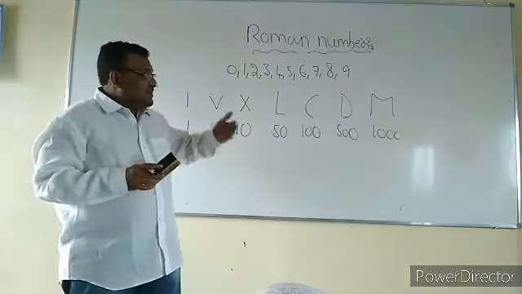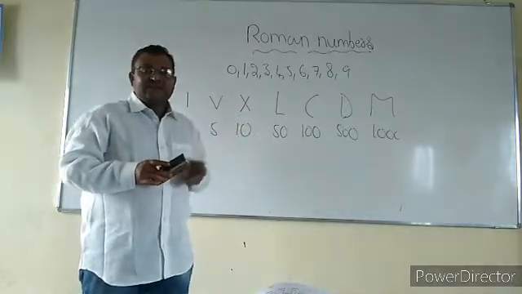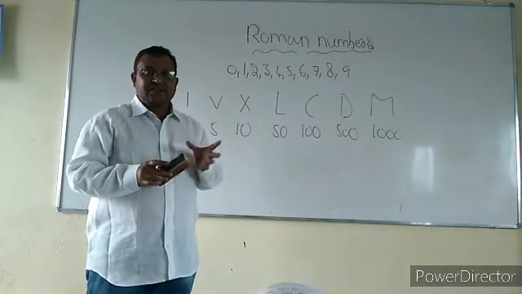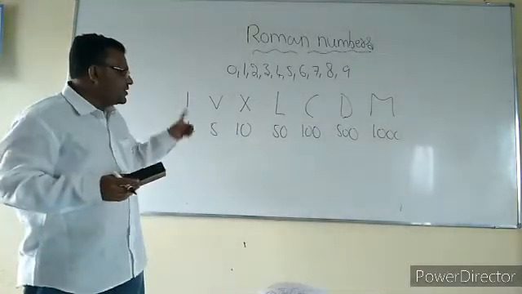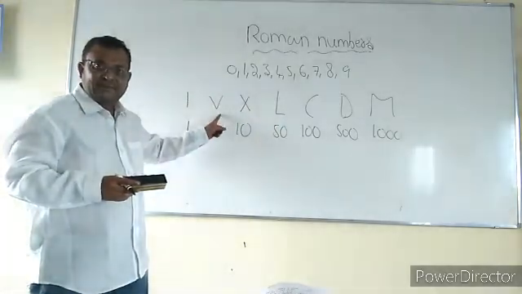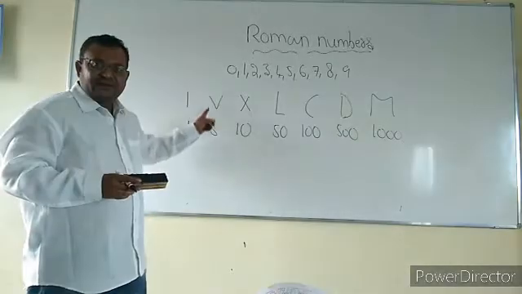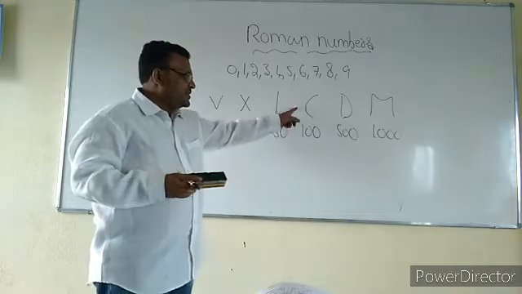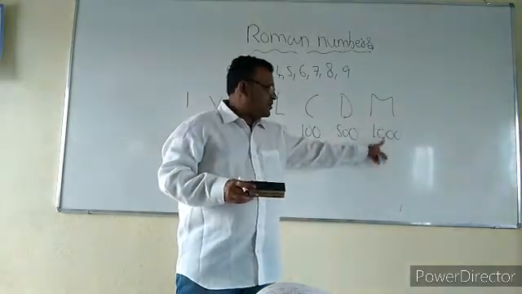So in writing numbers by using symbols in the Roman system, we have to learn some rules. What are those? First of all, the symbols we have to remember. What does this symbol represent? So I means 1 only. V means 5, X means 10, L is 50, C is 100, D is 500, M is 1000.